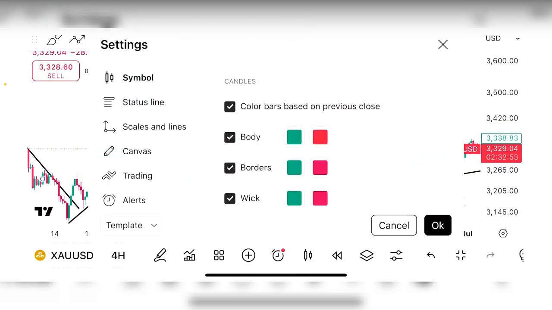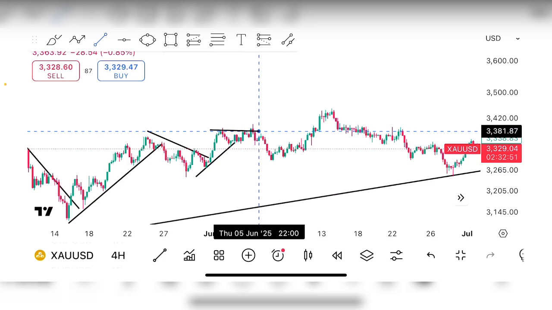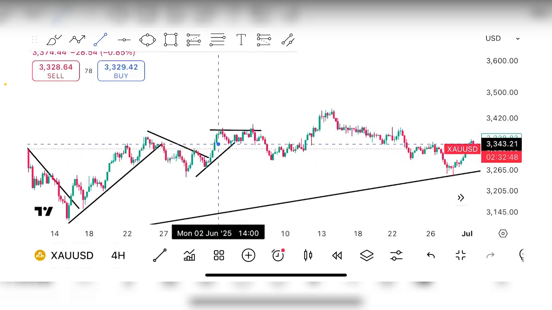Any uptrend. This is a ranging market. Always avoid a ranging market.